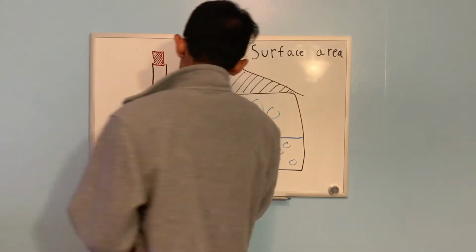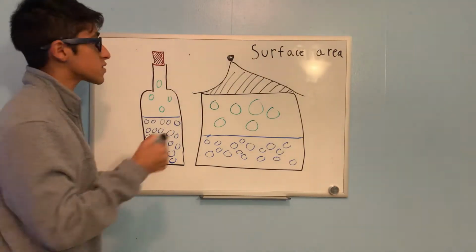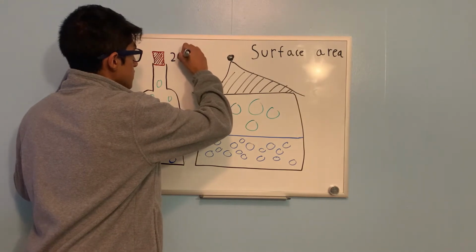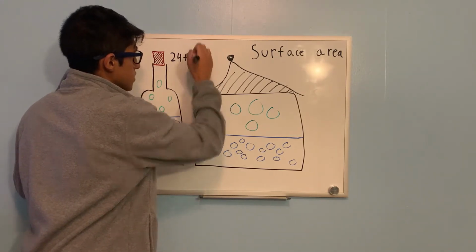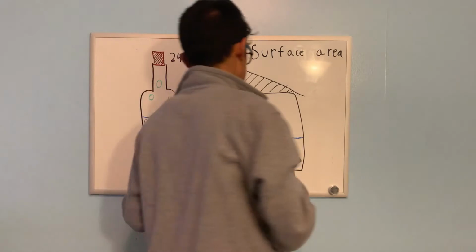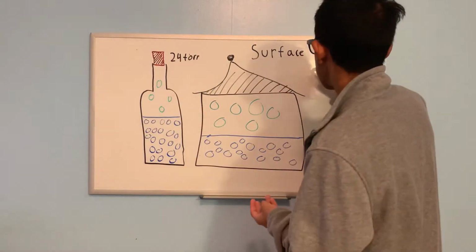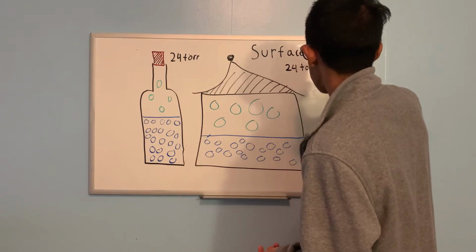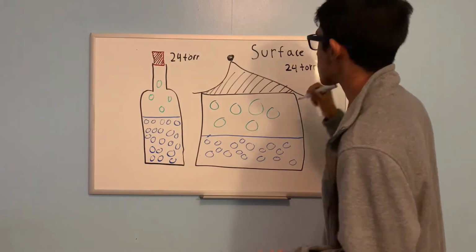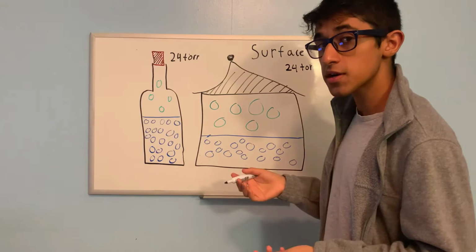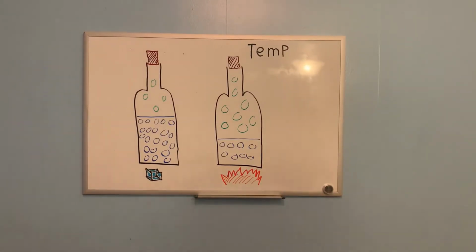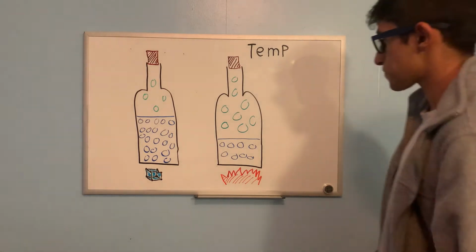So let's say in this bottle, where there is a low surface area, there is a vapor pressure of 24 torrs. What will happen is in this pot with the same amount of liquid, there will be the same vapor pressure of 24 torrs. So all you need to remember is that as you increase surface area, vapor pressure does not change. Another factor regarding vapor pressure that you should know is temperature.